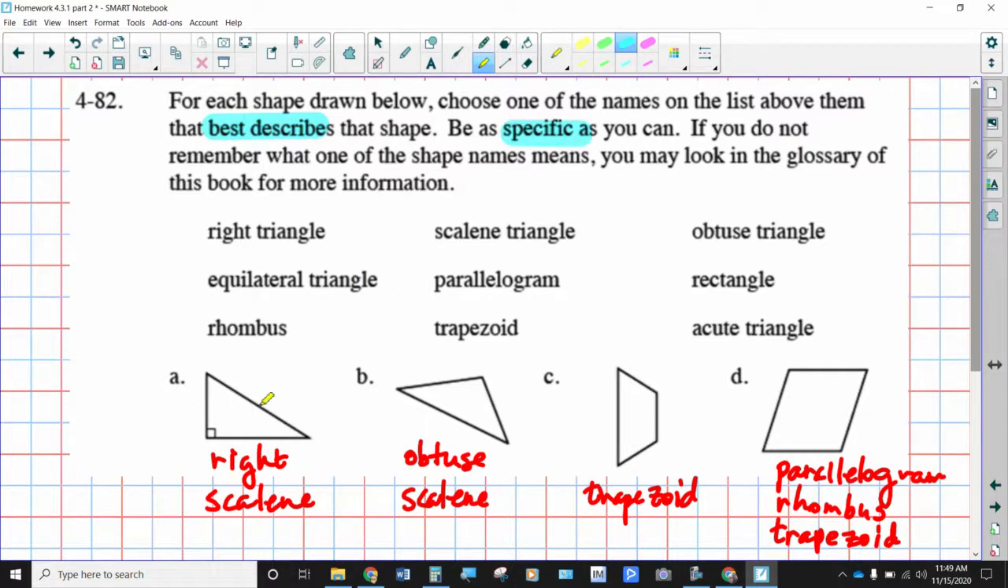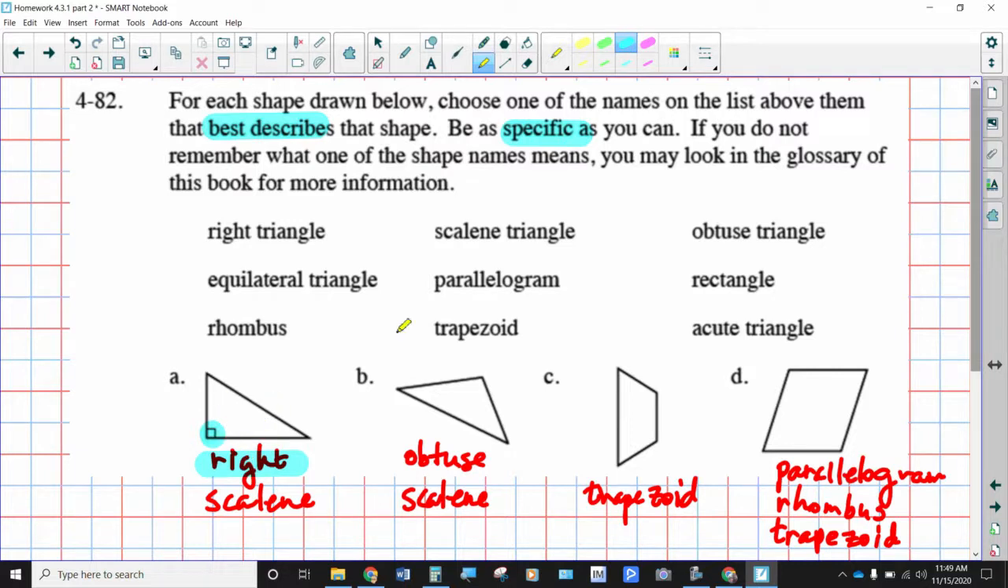So, all right, a right triangle. Triangles can be described based on their angles and based on their side lengths. So a right triangle has one right angle, obviously, that's why it's a right triangle, but it could also be scalene because it's got 3 sides that are different lengths.